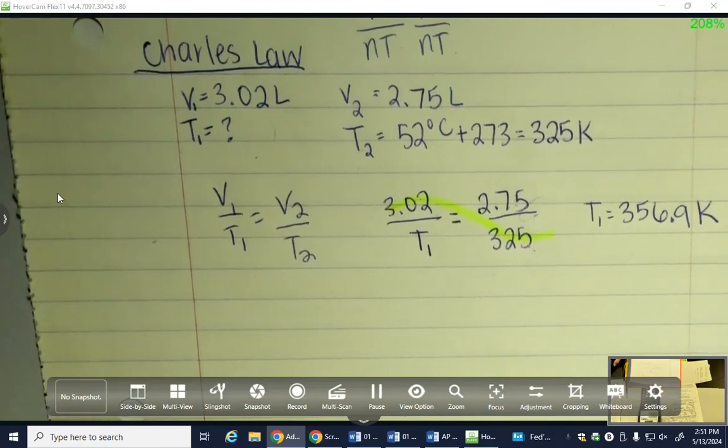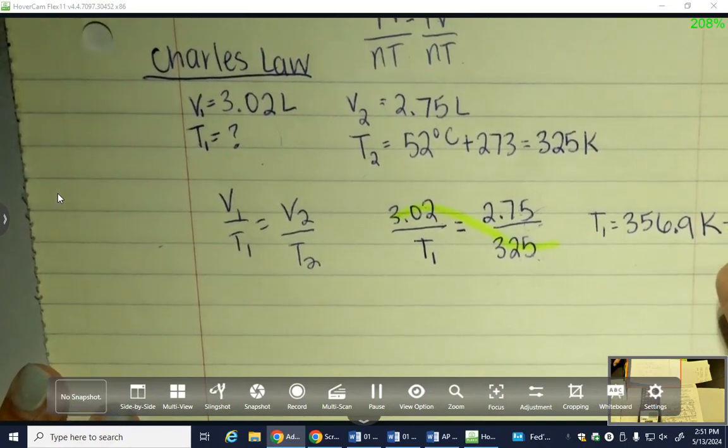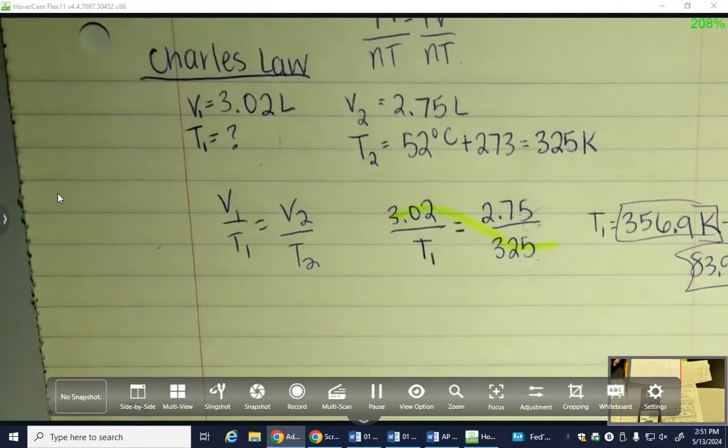All right, if I were to ask for it in Celsius, what would you do with that number? Good. Minus 273 gives us it in Celsius, so that would be 83.9 degrees Celsius. So both of those are correct answers. It just depends what unit you put at the end of it.